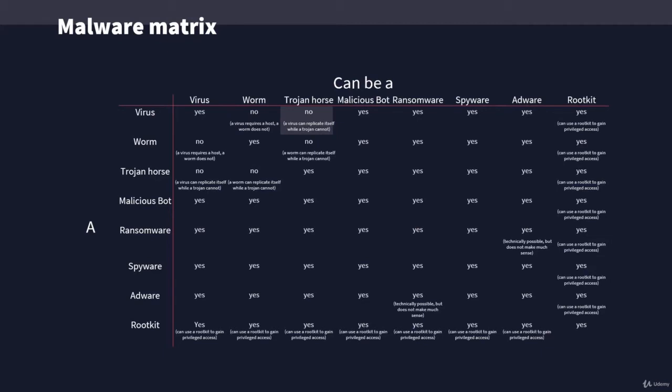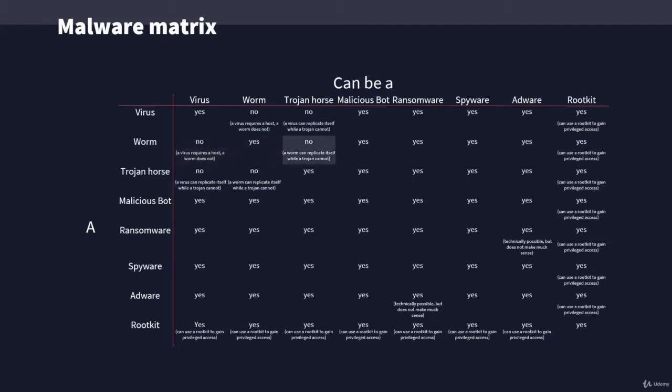Besides that, a virus can be a malicious bot, ransomware, spyware, adware, and finally, can use a rootkit to gain privileged access and/or conceal itself. Next, let's have a look at the computer worm. As we discussed, it cannot be a virus.